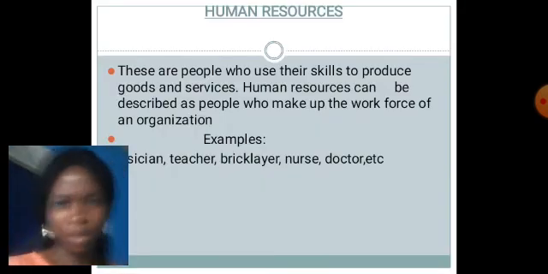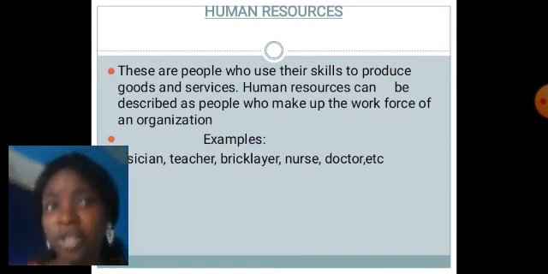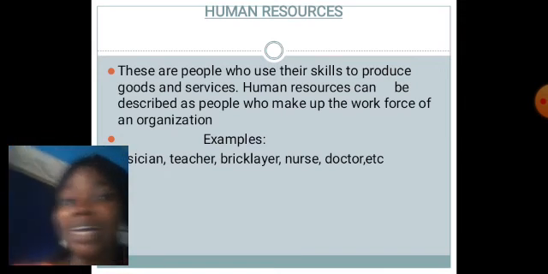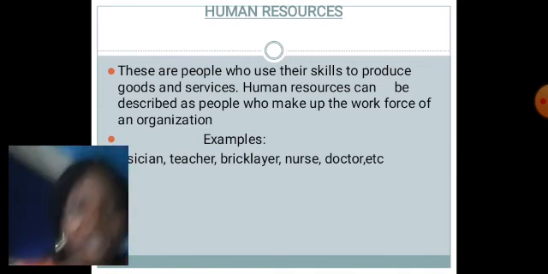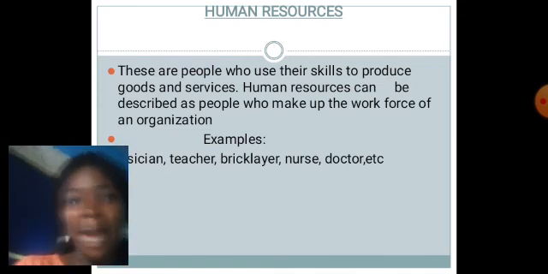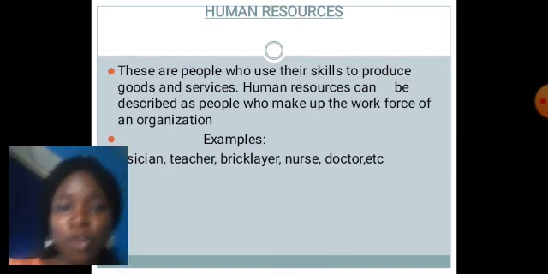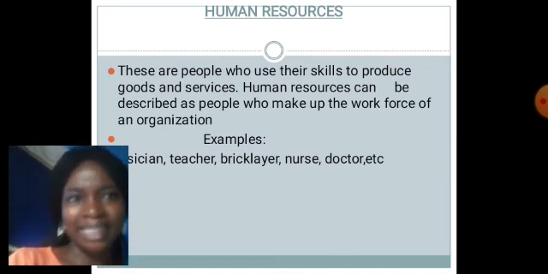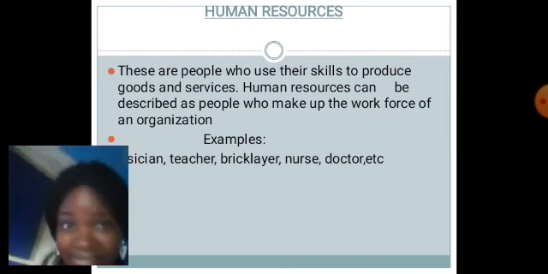Now, let's go to human resources. Human resources are people who use their skills to produce goods and services. They are the people. They are not inanimate objects. They are human beings. They are not animals. They are not things, but they are people that use their intellect, their skills, their ability to produce goods and services.